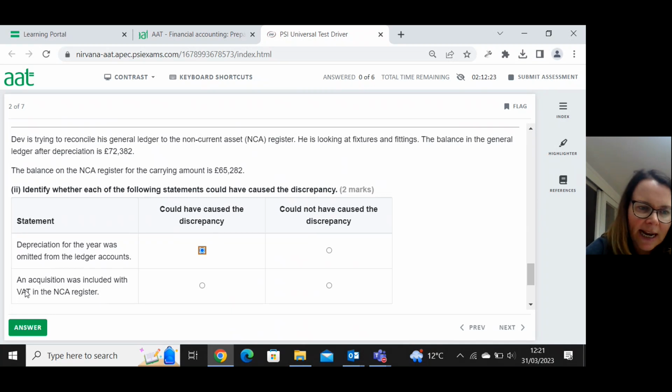Let's look at the next one. An acquisition was included with VAT in the non-current asset register. Right, well, if something had been included with VAT, it would have been at a higher amount. So if that had been the case, we'd expect this number in the register to be higher than what's in the ledger, and it isn't, it's the other way around. So this could not have caused the discrepancy.